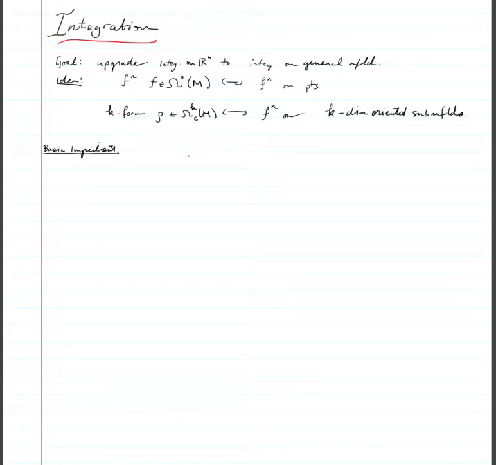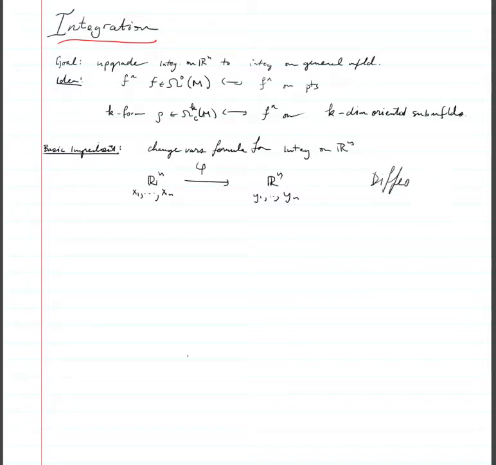Which is the change of variables formula for integration on Rn. So suppose we have Rn with coordinates x1 up to xn, and suppose we have other coordinates y1 up to yn, and suppose we have a diffeomorphism between Rn and Rn. So this is a change of variables from the x's to the y's.